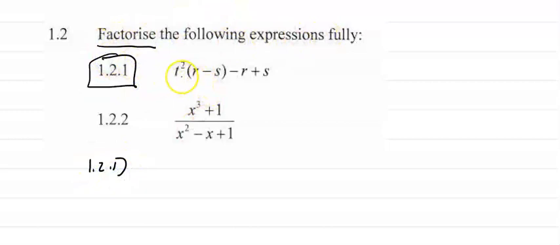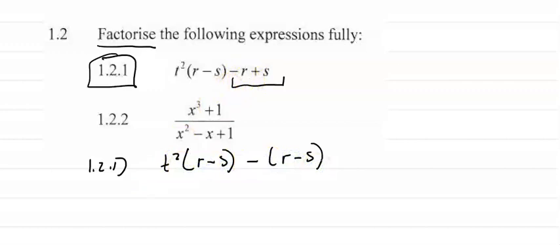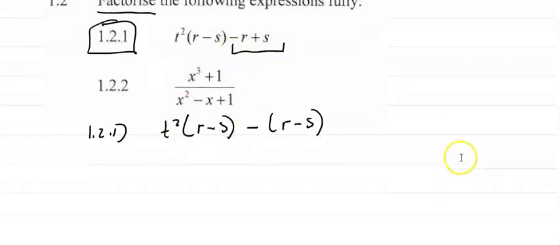1.2.1, we got t squared into r minus s, minus r plus s. So here, if you look carefully, we'll actually have to do grouping first. So you have to group here first. You have to remove a minus sign here. Therefore, we're going to get t squared into r minus s, minus into r minus s. Always check your factorization by products. If you take minus into the brackets, minus times r is minus r, minus times minus s is plus s.